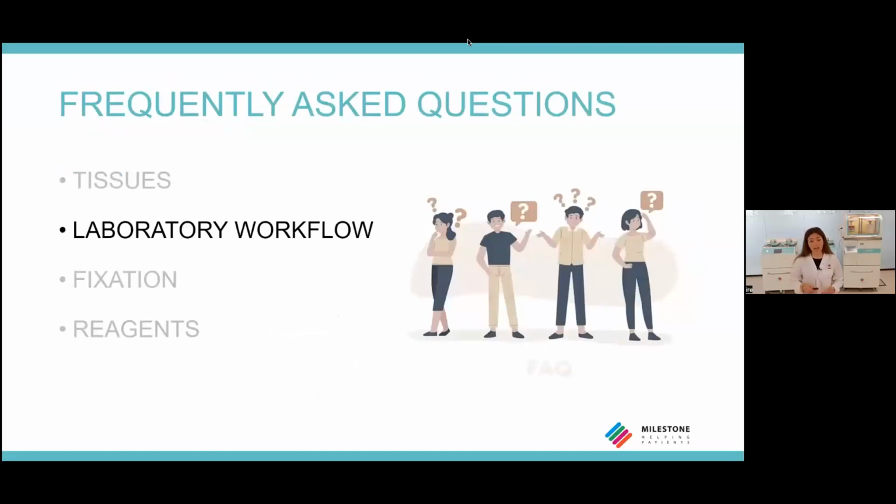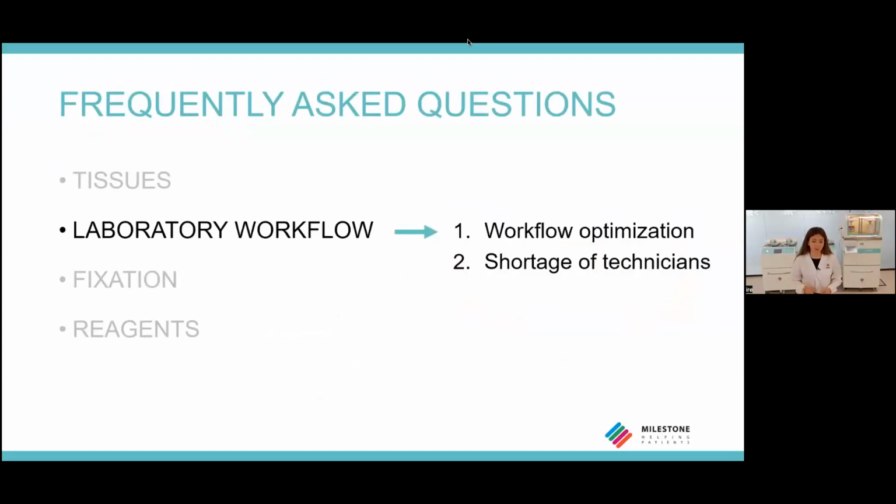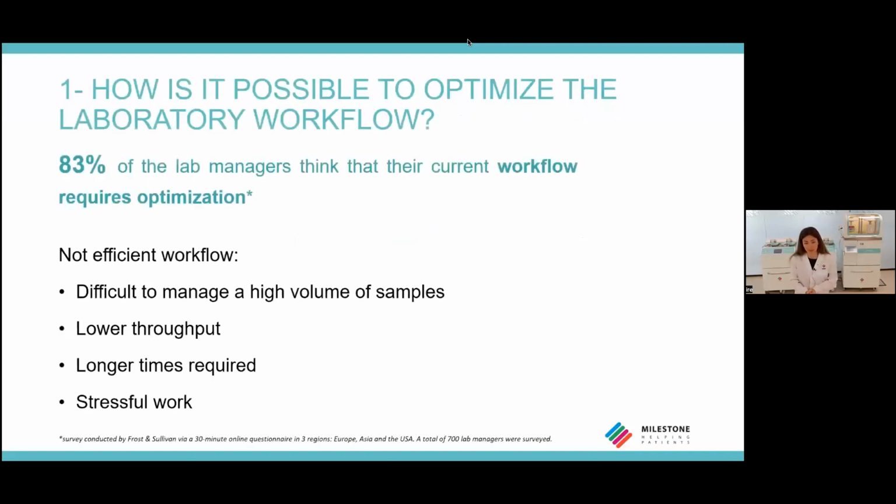So we have seen the most frequent problems related to the tissue type. And now I would like to touch on the second topic, that is laboratory workflow. The questions that are usually addressed to us regarding this laboratory workflow are the optimization of the work, and we will also see together the problem of the shortage of histotechs. So we will see workflow optimization and shortage of technicians.